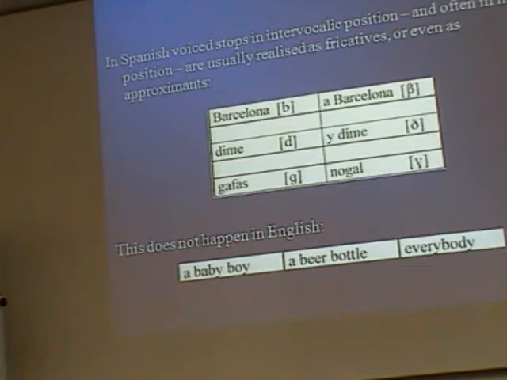Now, this doesn't happen at all in English. So, please don't transfer this Spanish habit to English, because a baby boy is a baby boy, and it's B all the way through. As is also a beer bottle. So, those of you who are not into babies but prefer beer, a beer bottle. Right? And everybody. So a really hard B sound, a really hard D sound in those words is needed.